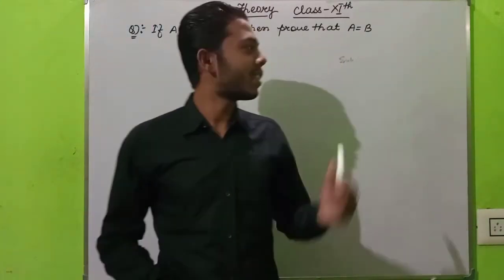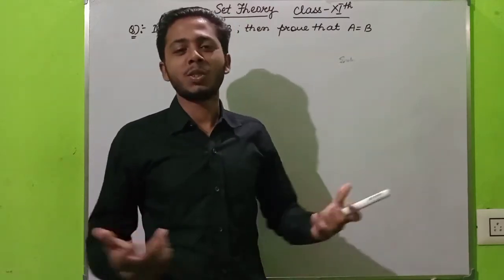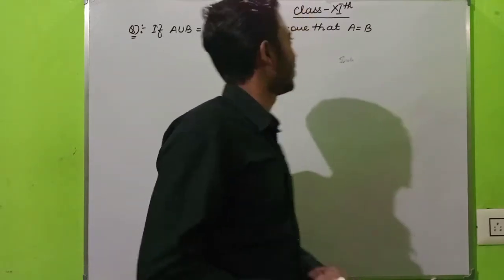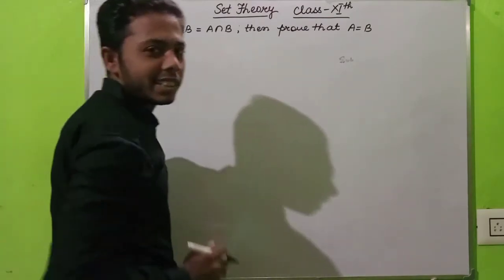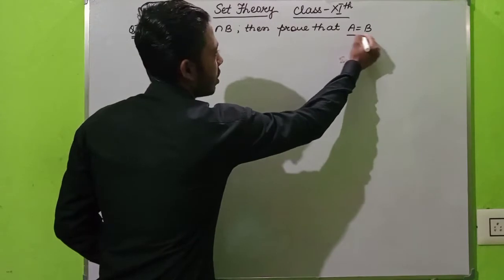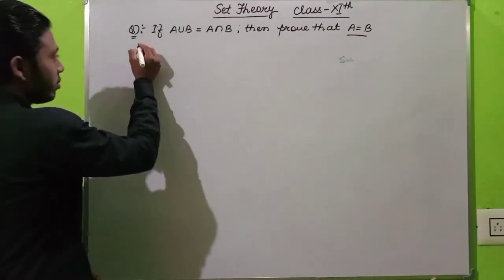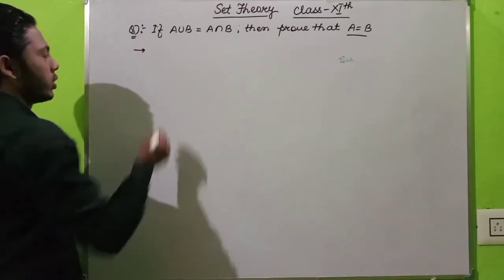So we will continue our set theory topic for class 11. So let's start this video. Here is a question: if A union B is equal to A intersection B, then prove that A equals B. So we will prove this question.